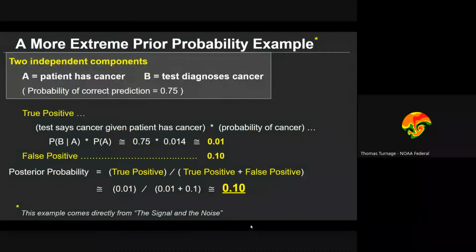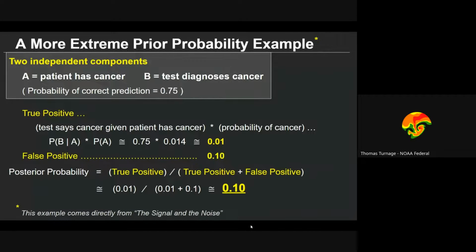Well, the answer is non-intuitive because you're starting with such a low initial possibility of having cancer, right? It's only 1.4%. That really lowers the amount of the true positive. So notice that if you multiply the test positive given the patient has cancer, well, okay, we said that's 75%, but then you've got to multiply it by this background probability that's extremely low, and that ends up giving you a true positive of only 1%, 0.01.